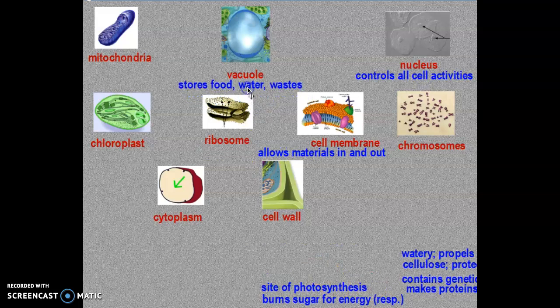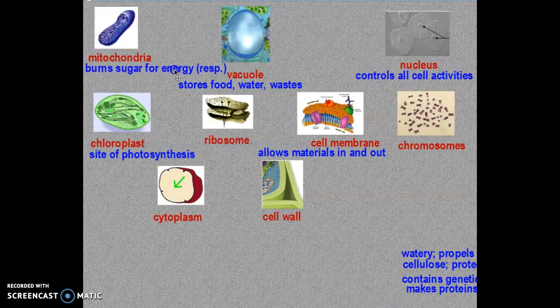The water, I hope that one gives that away for you. Vacuole. Photosynthesis. Chloroplast will be green. Not on your EOC because it's only black and white. I wish it was. Okay, burn sugar for energy. That's your powerhouse, your mitochondria. Okay, watery, propels the organelles around is your cytoplasm.